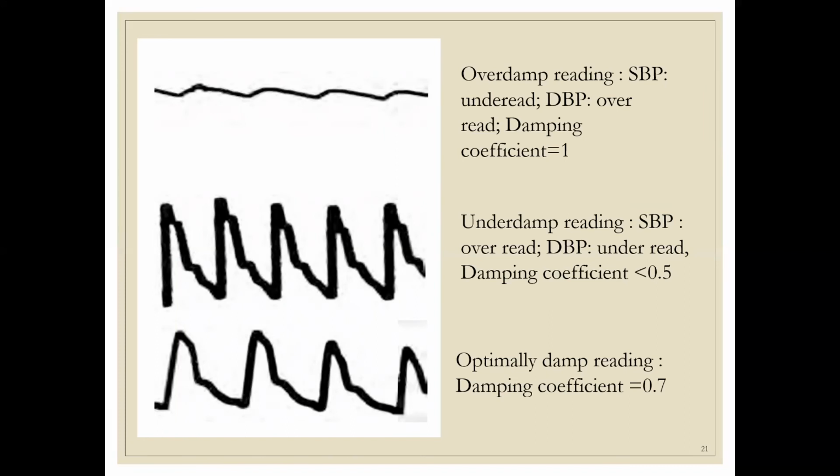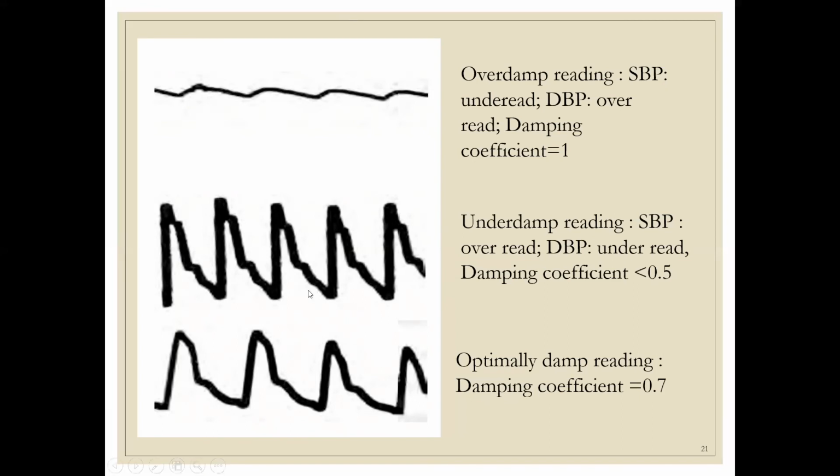So the system is not oscillating at all. No matter how much oscillation you give, how much pressure you give, the system won't oscillate. If it doesn't oscillate, you'll not get a proper waveform. You'll get this kind of waveform where you're not able to appreciate the systole or the diastole. So this is a kind of overdamped waveform. The problems with an overdamped waveform are that the systolic pressure reading will be low, the diastolic will be unnecessarily high, and the damping coefficient will be around 1. However, even in this situation, the mean arterial pressure recording will be correct.